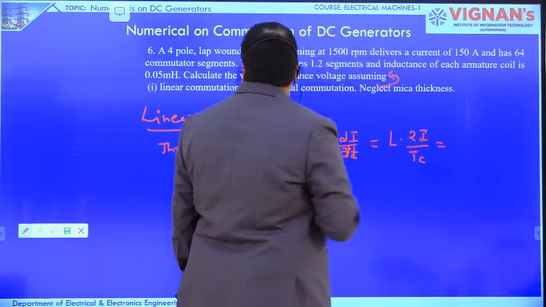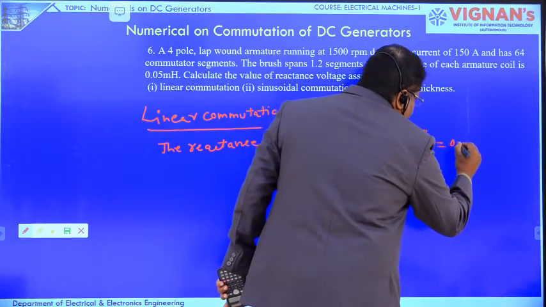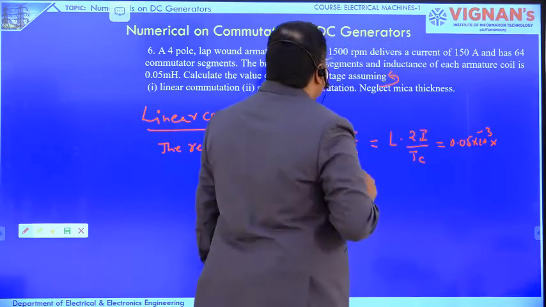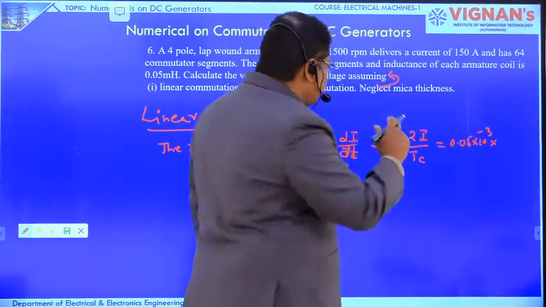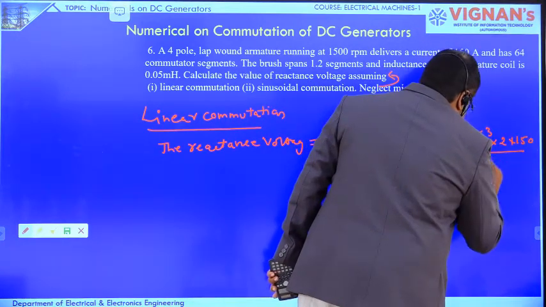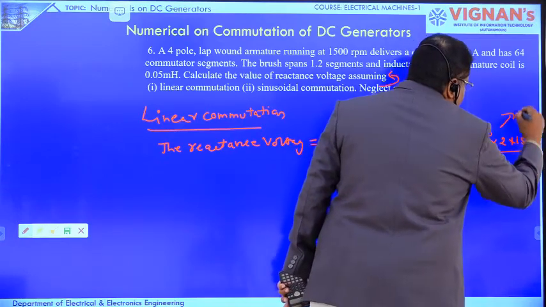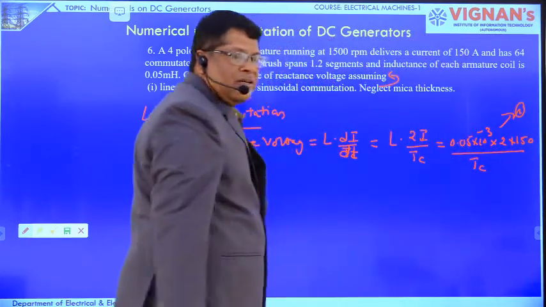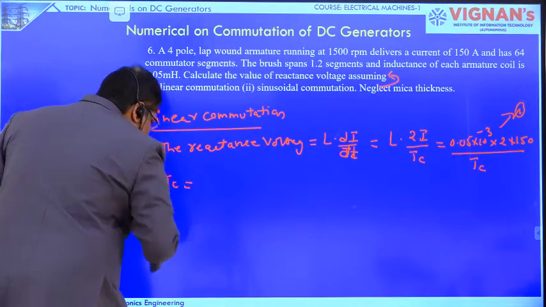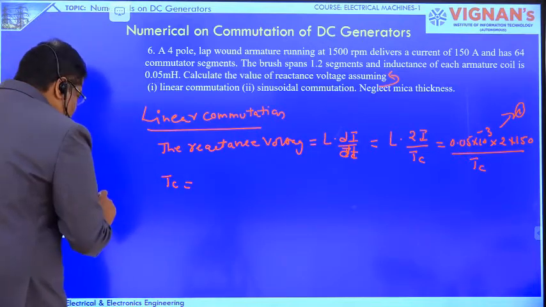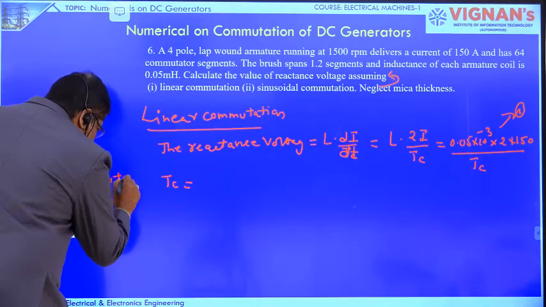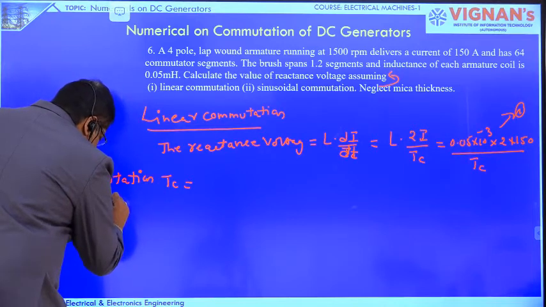Now the L value is given. L is 0.05 millihenries. Current is given as 150 amperes, so 2I is 2 into 150, divided by Tc. Take this as equation 1. Now how are we going to calculate Tc? Tc is nothing but the commutation time.